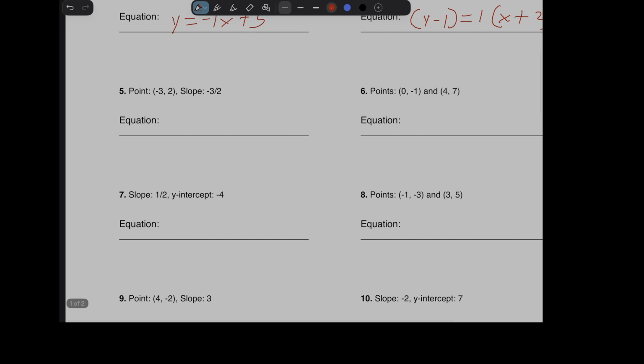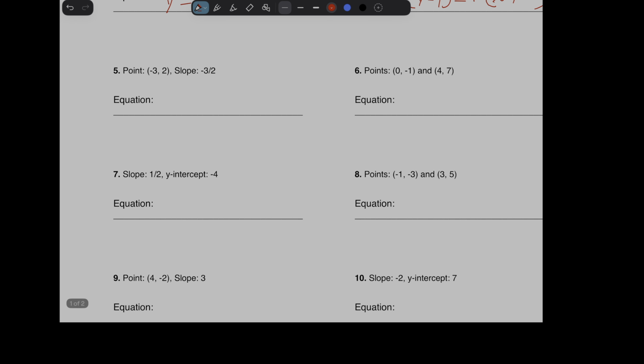All right, going on to the next one. They gave me a point and a slope. When they give you a point and a slope, what formula should you use? Probably the point slope, right? Hence the name. So on this one, we're going to go y minus 2, because that's the y, equals my slope, negative 3 over 2, so I'm just going to write negative 3 over 2. And then in parentheses, x. Now, think about this. My x is negative 3. So what's x minus a negative 3? It's going to be plus 3, and that's how I would write it.